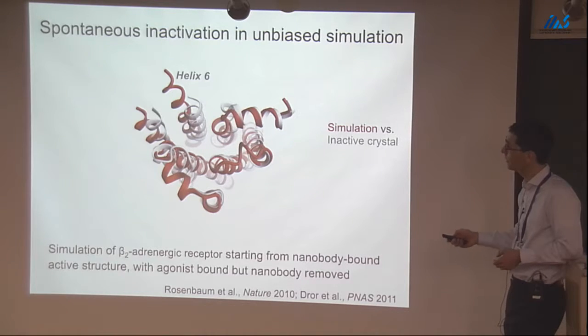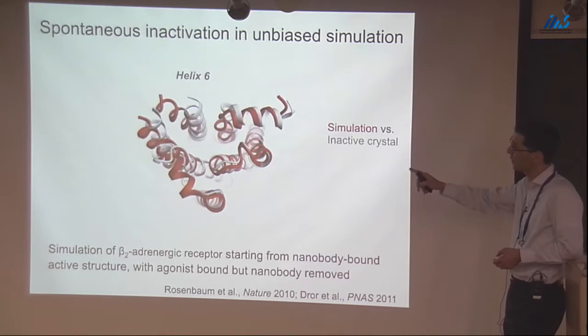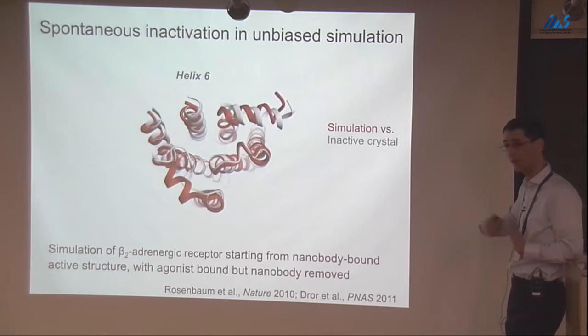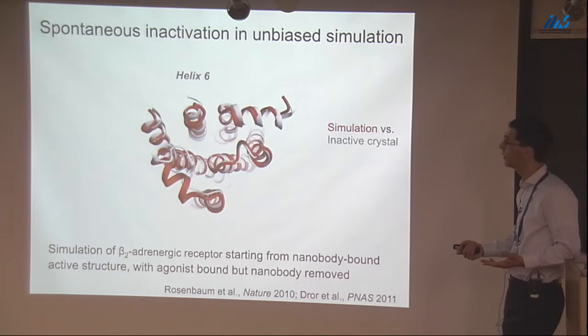So let me show you that. We start the simulation in the red state, and basically what happens is it spontaneously discovers the inactive state of the receptor, which is shown in gray. We're not telling the simulation what the inactive state is, it just gets there spontaneously.